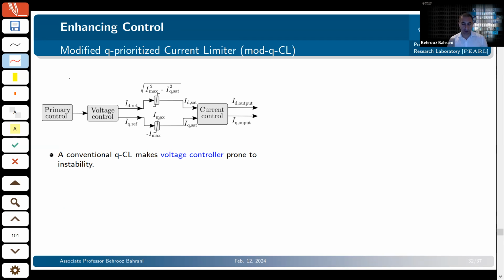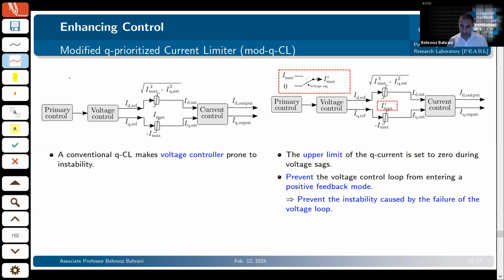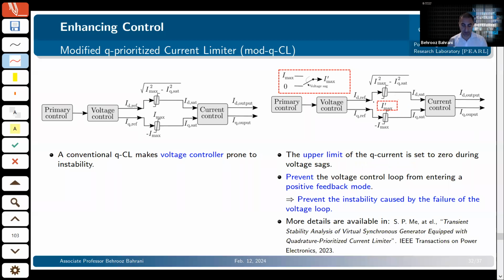For the Q prioritized current limiter, there's a very simple trick. If you put the upper limit of the Q current to 0, it essentially prevents you from going into that positive feedback. So with the insight that we gathered, we realized that if you put the upper limit to 0, it doesn't have any impact on extending the transient stability region when you go to current limited mode, but it can help you not to go into that positive feedback.